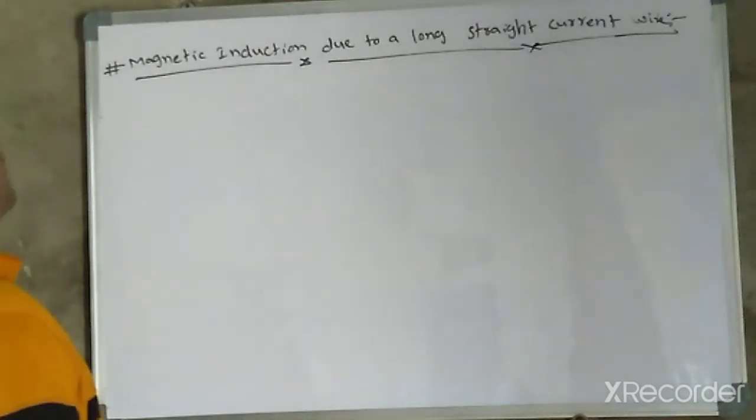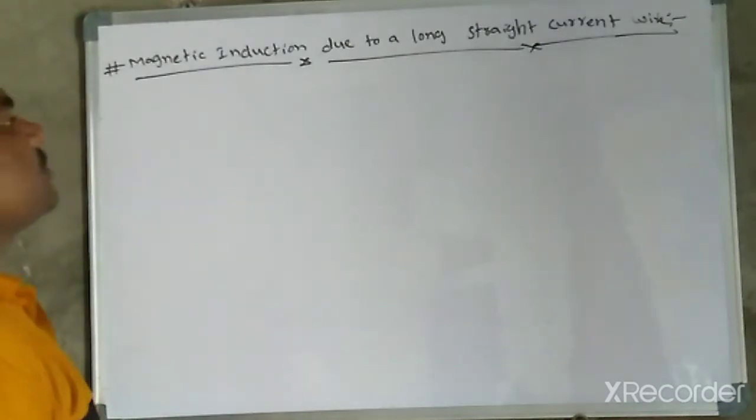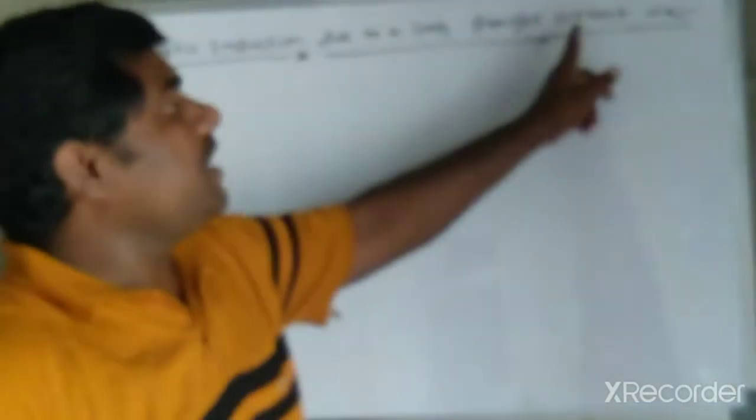So, applications of the Biot-Savart law. Here, the first application: magnetic induction due to a long straight current wire. Let us consider this is a long wire. This is the minus infinity side, and this is the plus infinity side.